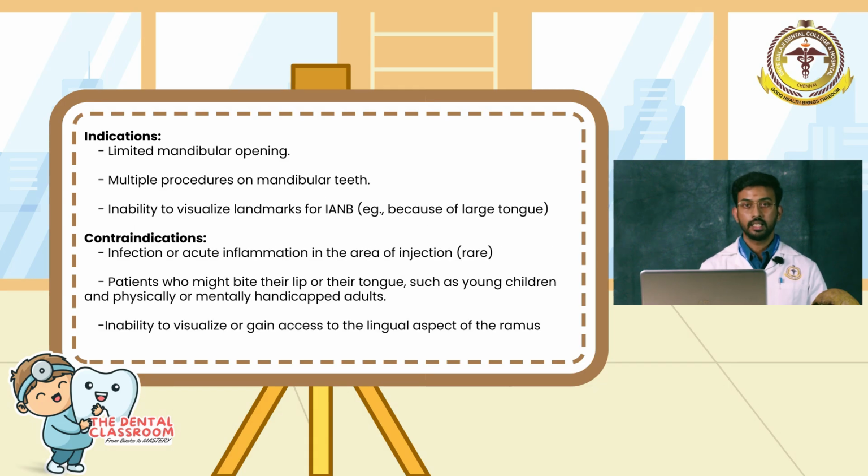The indications of this technique, as we discussed earlier, include limited mouth opening, multiple procedures on the mandibular teeth, and inability to visualize the landmarks for the classical IANB because of maybe an anatomically large tongue. The contraindications, as for any other nerve block technique, include infection or acute inflammation in the area of injection, patients who might bite their lip or tongue such as young children and physically and mentally handicapped adults, and inability to visualize or gain access to the lingual aspect of the ramus.